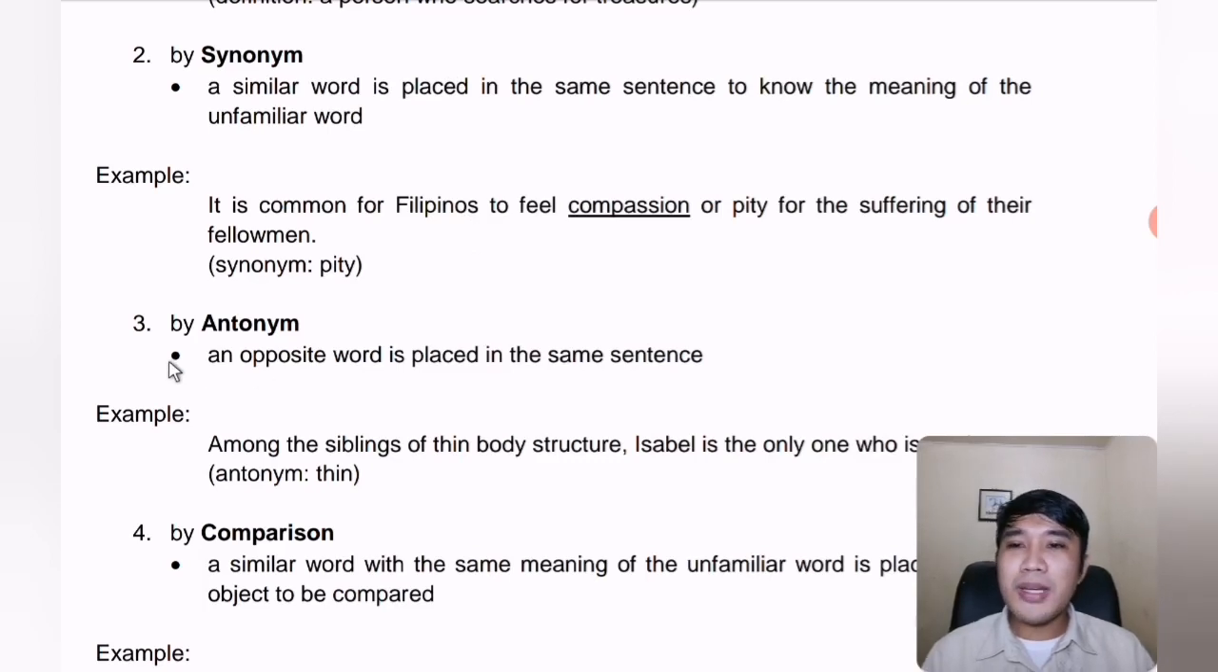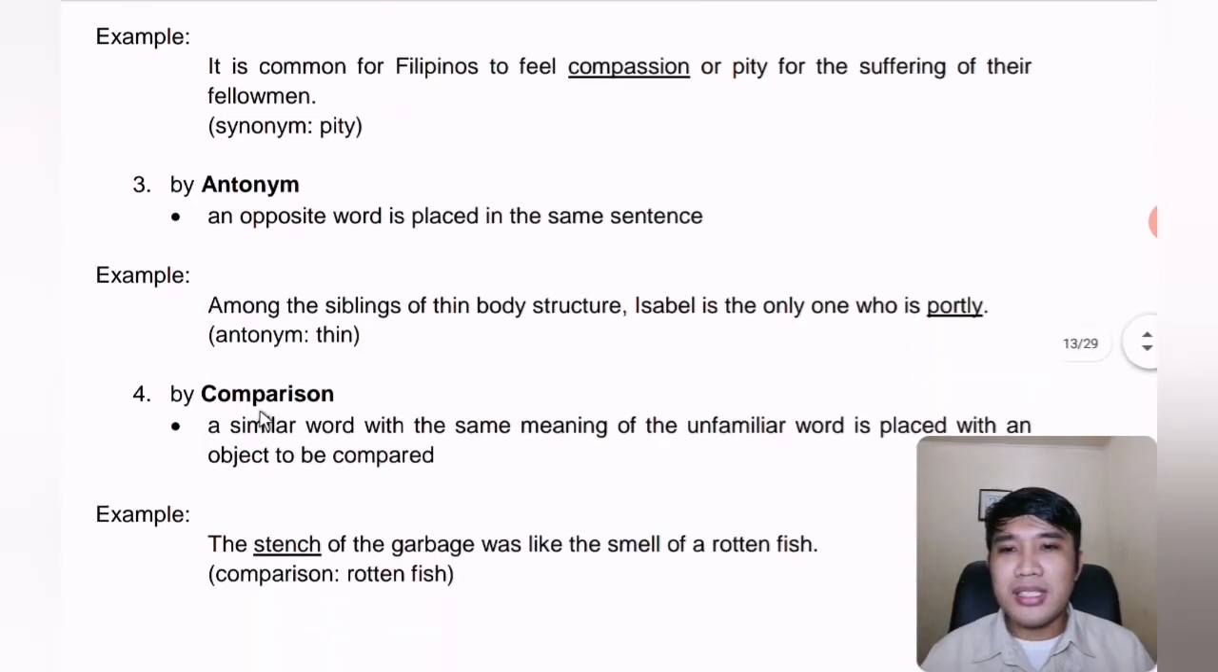Next is by antonym. Antonyms are words with the opposite meaning. So an opposite word is placed in the same sentence. So in this case, there's an opposite word. There was a word inside the same sentence. Example. Among the siblings of thin body structure, Isabel is the one who is portly. The unfamiliar word here is portly.